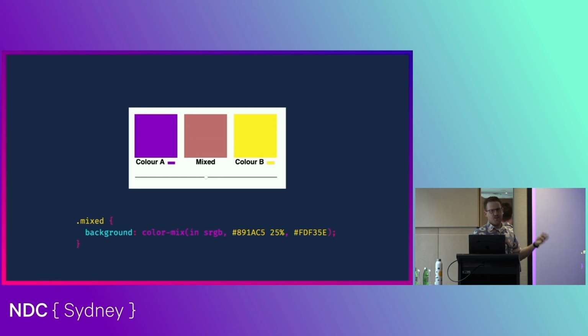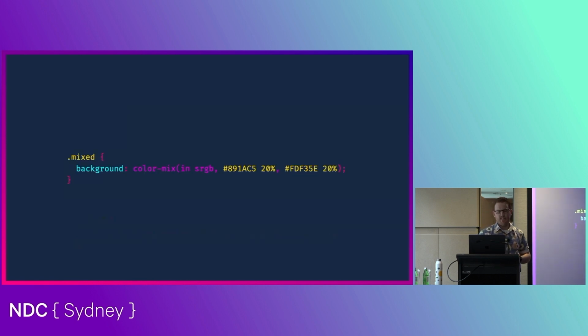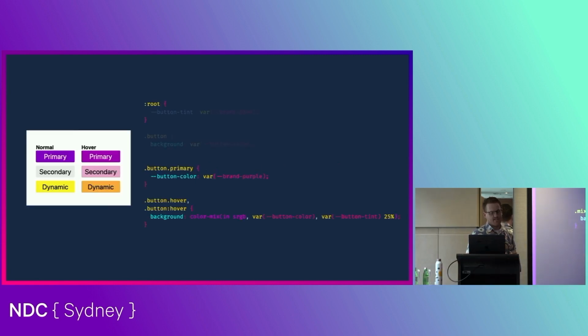Now, if you don't add up to 100% in there, what you're going to get is 20% of the first color, 20% of the second color, and the rest will be transparent. So it can be a handy way of generating custom styles and custom colors.